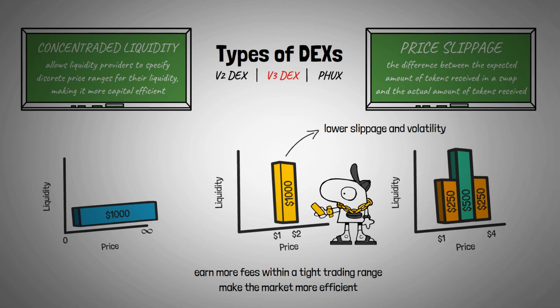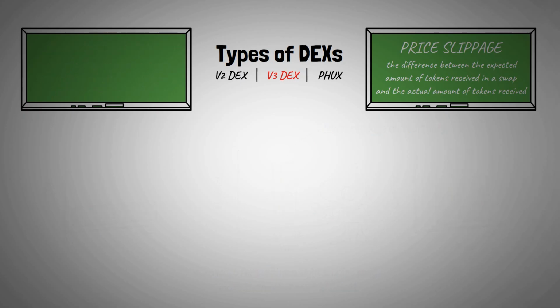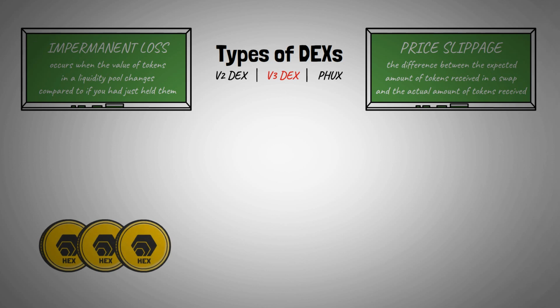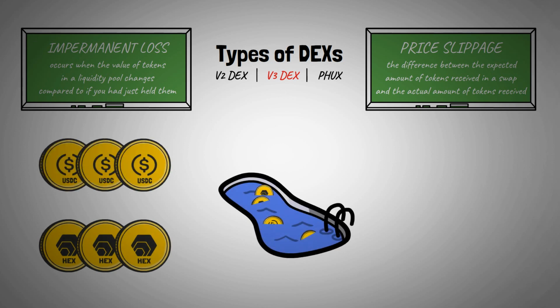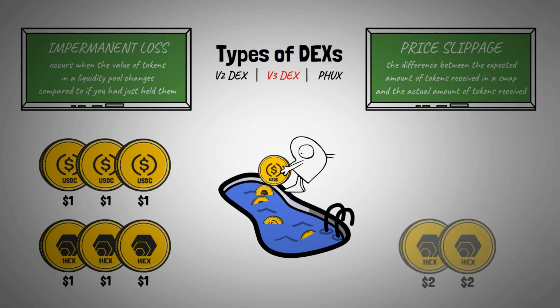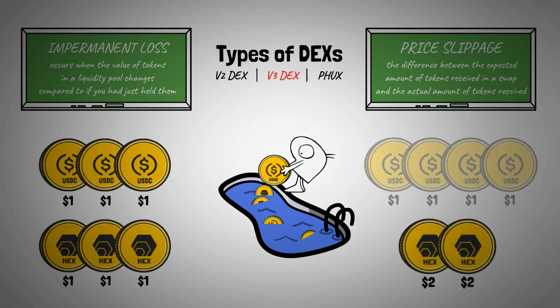When providing liquidity, it's important to understand the risk of impermanent loss. Impermanent loss occurs when the value of tokens in a liquidity pool changes compared to if you had just held them. For example, imagine you have 3 HEX tokens and 3 USDC tokens in a liquidity pool with HEX valued at $1 each. If someone swaps USDC for HEX, you might end up with 2 HEX tokens worth $2 each and 4 USDC tokens totaling $8.